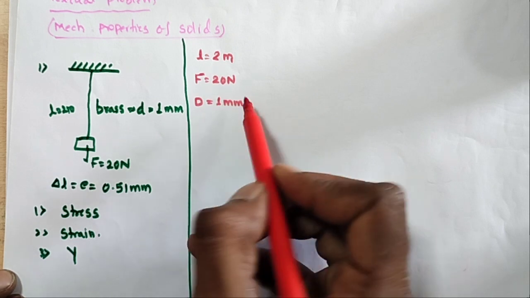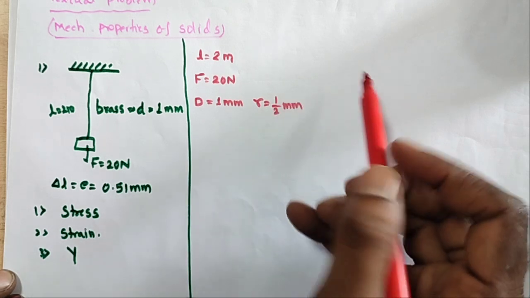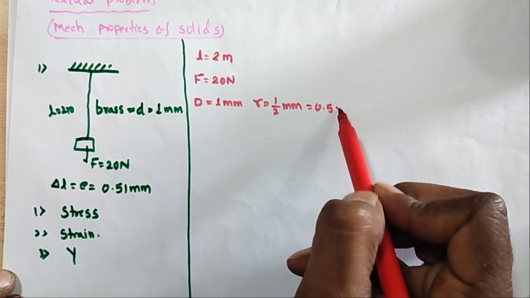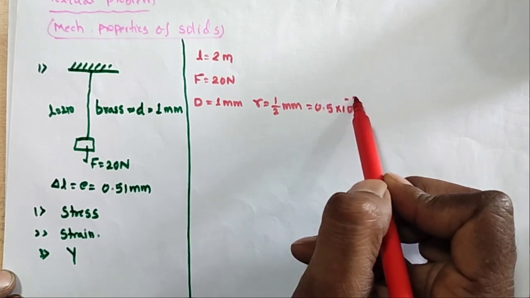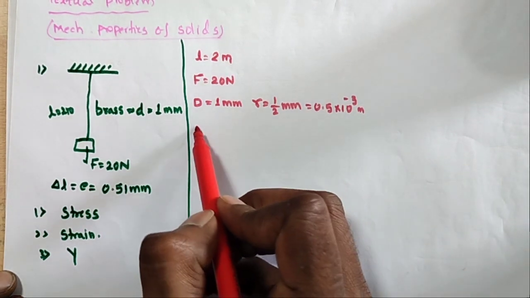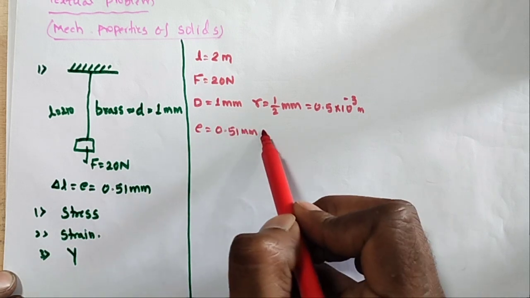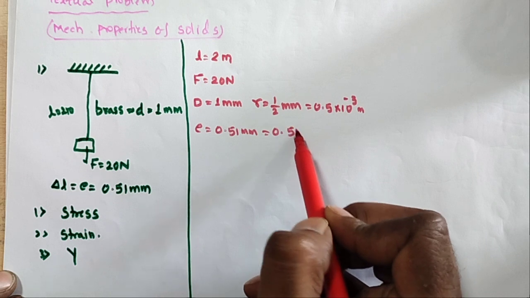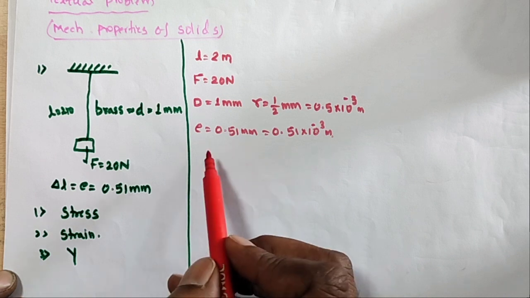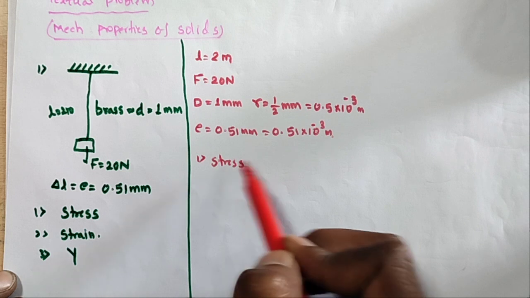So I am taking the radius. Radius is equal to 1 by 2 of 1 millimeter, that is 0.5 into 10 power minus 3 meters. And elongation e is equal to 0.51 millimeters. It is also converted to meters, 0.51 into 10 power minus 3 meters. So we can calculate stress. First one, please do this one as homework.